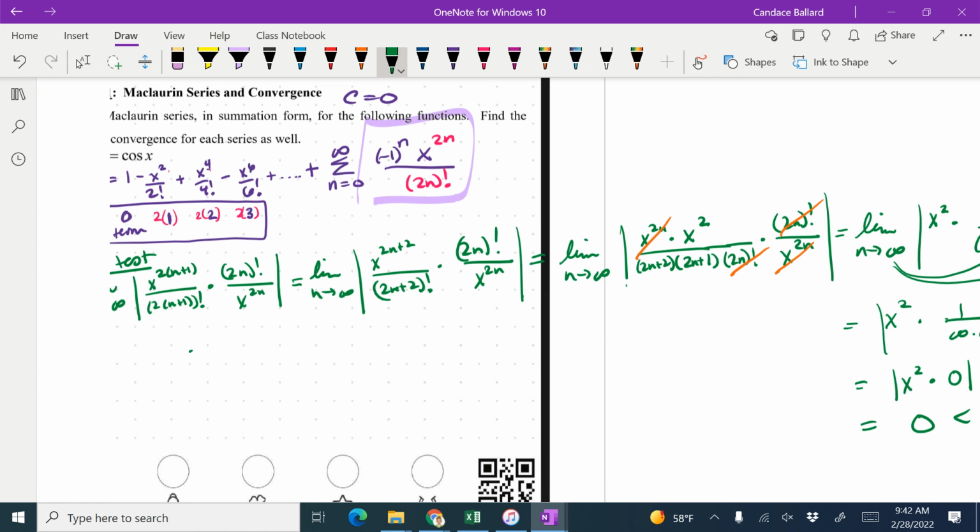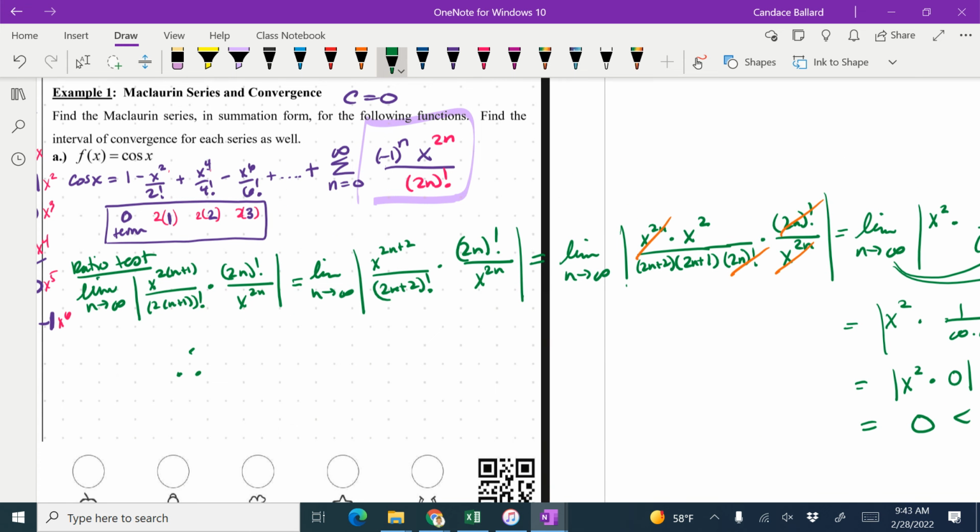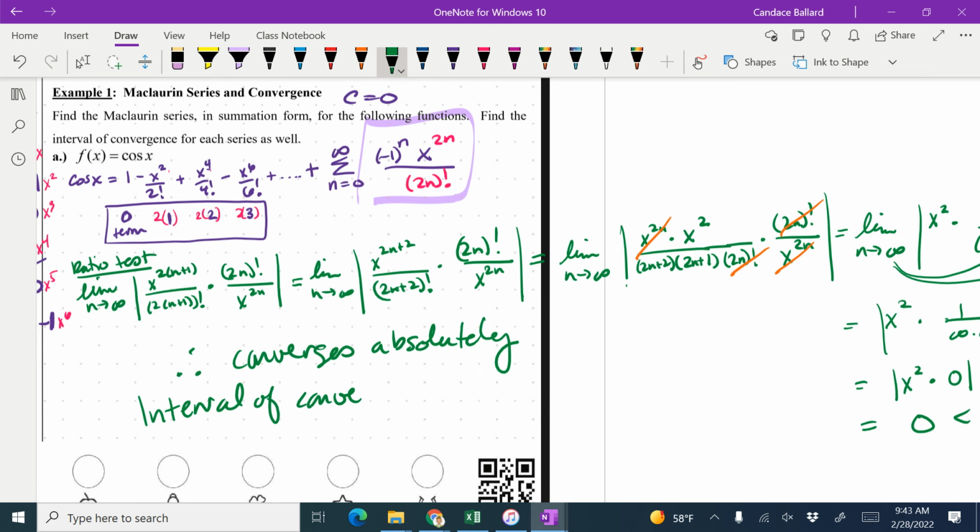So therefore, it converges absolutely, and the interval of convergence is between negative infinity and infinity.